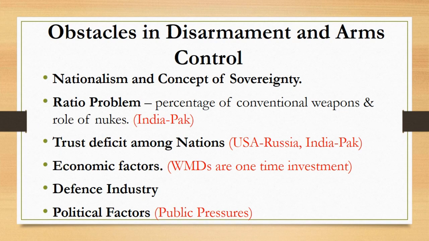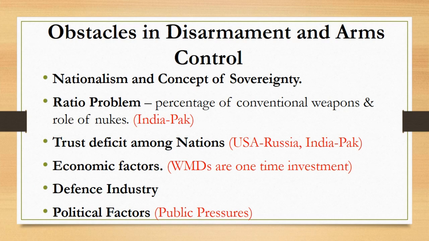Second hurdle is the ratio problem. States in the contemporary world keep on maintaining the weapons ratio with their adversaries, due to which the states don't want to go for arms control and disarmament. We can better understand this point by the percentage of conventional weapons and role of nukes between India and Pakistan.